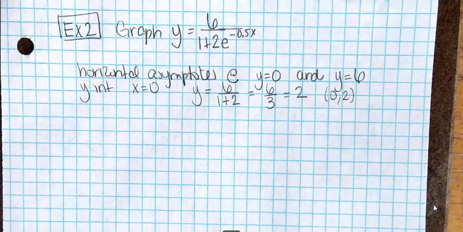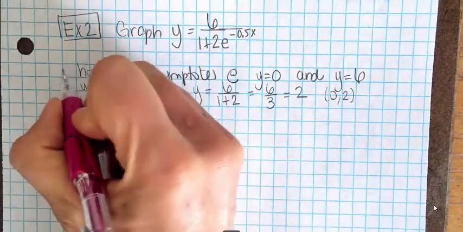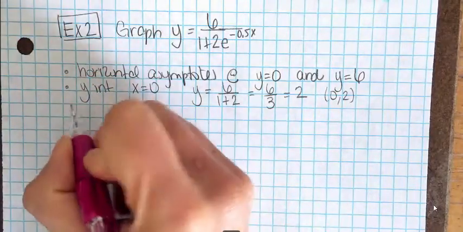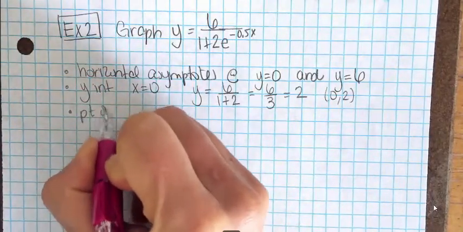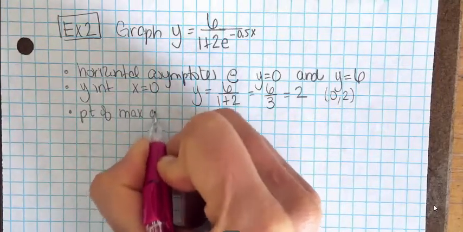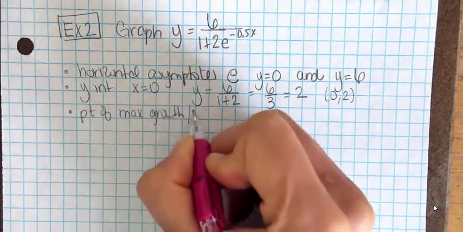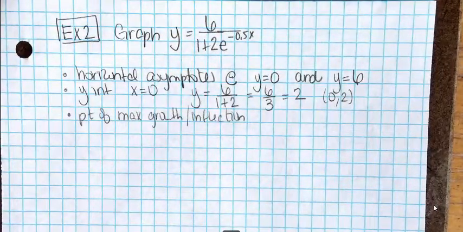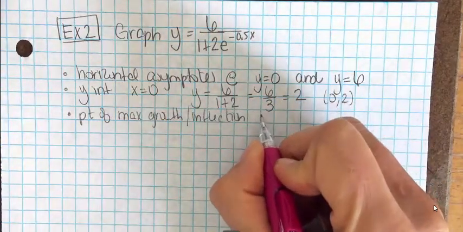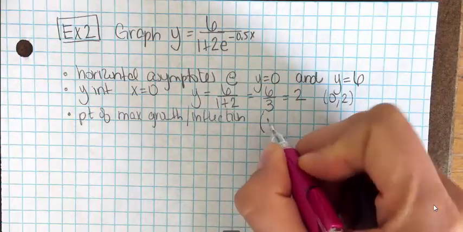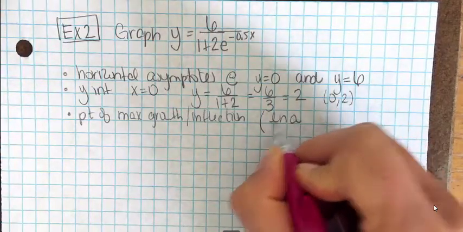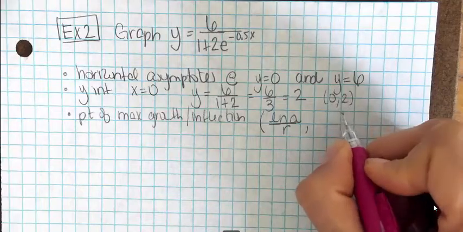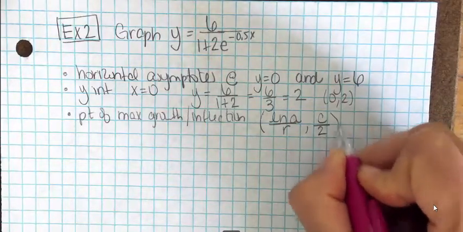And the last thing I'm going to do is find that point of maximum growth, so let me bullet these, point of inflection. So point of max growth, or we'll call that inflection, where the concavity changes. It goes from concave up to concave down. And the way that you do that is you use that little formula that I gave you on the last page, which was ln of A over R, and that'll give you your x value, and then for your y value, you go C divided by 2.